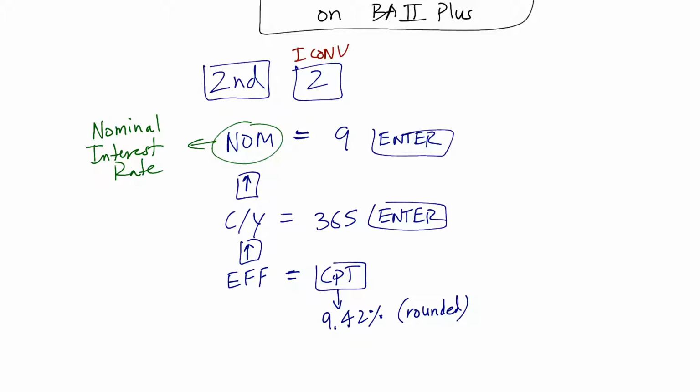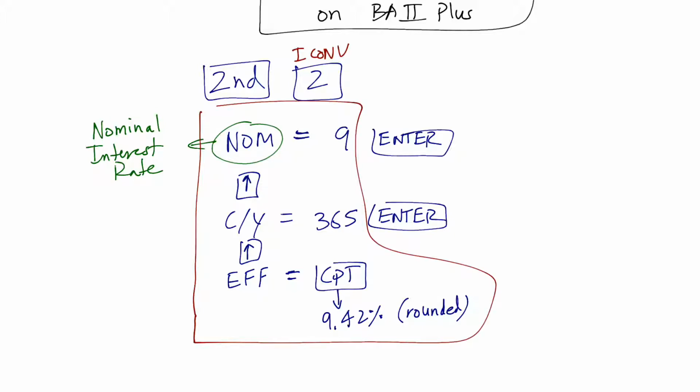I just want to mention one additional thing. If this shows up on a test, for instance, the minimum you have to show me on paper is this part here, what inputs you are putting in. I mean, you can avoid the arrow buttons, but just nom equals some number, cy equals that number, and effective, you're computing, and so on. Just show me the inputs. Show me what you put into the calculator.